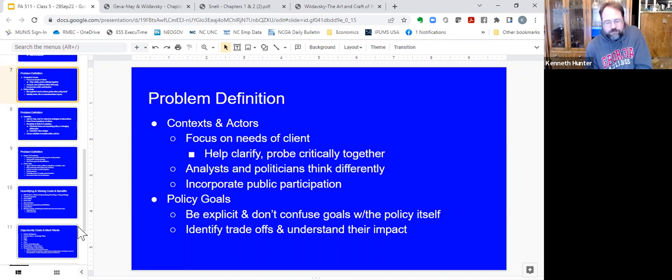Also understand that you as an analyst are going to think differently than a politician. Motives are different. Outcomes are different. It's all different. There's really nothing shocking about that. Analysts and politicians think differently, and that's perfectly fine.